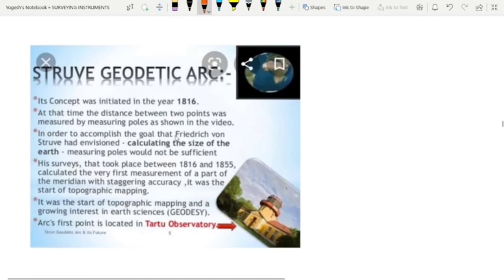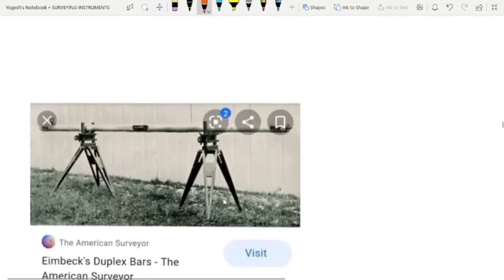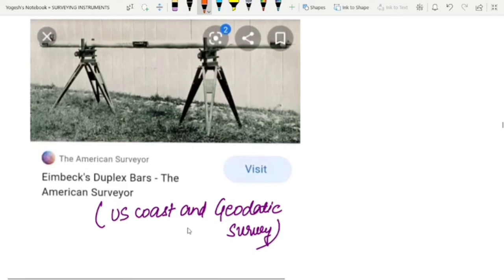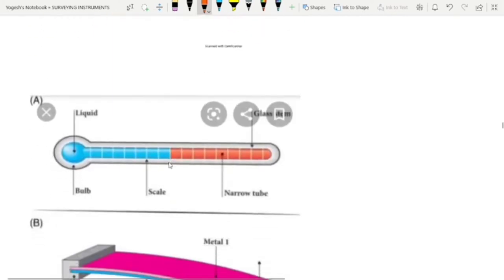This is a Struve geodetic arc. Basically, this is used for the triangulation survey. These are the US Coast and Geodetic Survey duplex bars for American surveys. These are used for the American triangulation system.